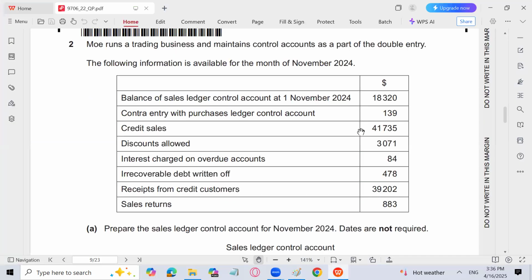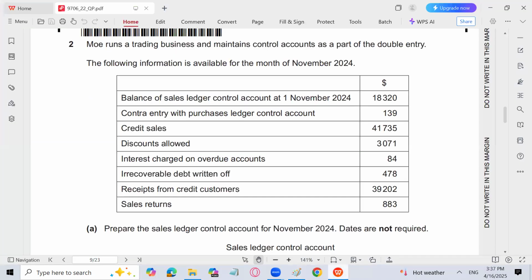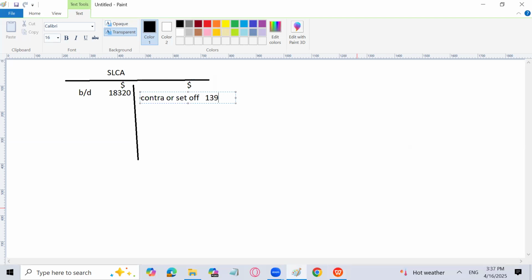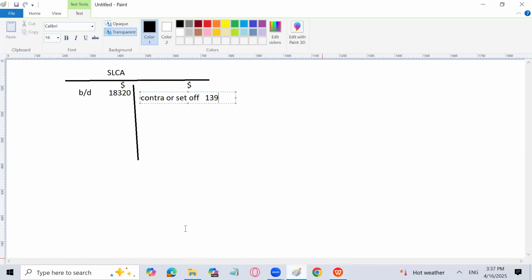Then contra entry with purchase ledger control account, 139. Contra or set off will come on the credit side. You can write both names. What is the amount? That is 139. Now let's go for the next. Credit sales 41735. Trade receivable debit, sales credit. So it will come on the debit side with the name credit sales 41735.